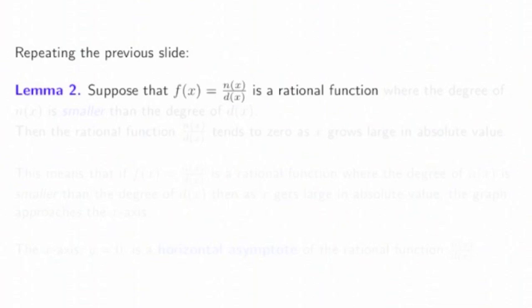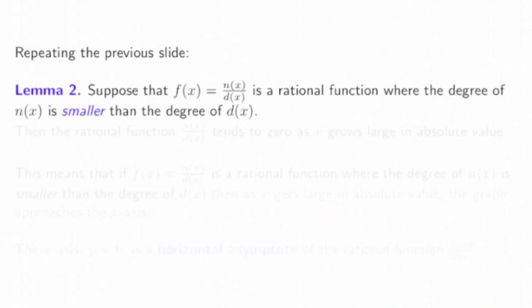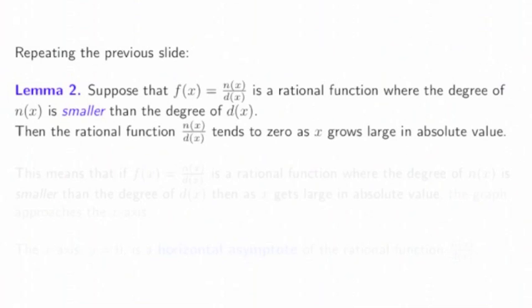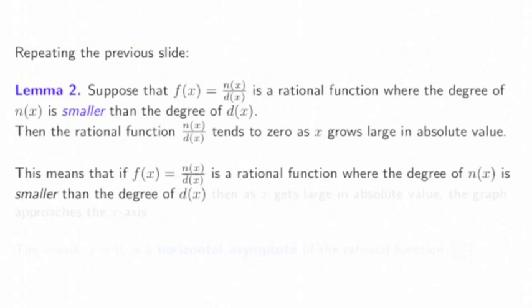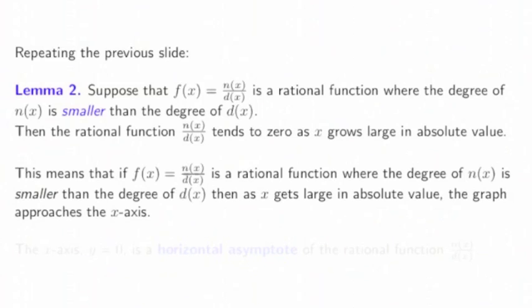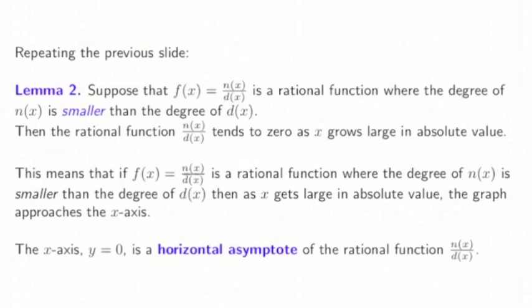If my function is a rational function where the degree of the numerator is strictly smaller than the degree of the denominator, then this function tends to 0 as x gets large in absolute value. This means that if we have a rational function where the numerator has smaller degree than the denominator, then as x gets large, the graph approaches the x-axis. In other words, the x-axis, y equals 0, is a horizontal asymptote of the rational function.